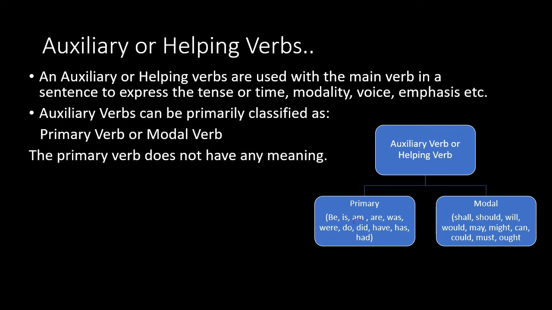The primary verb does not have any meaning, right? The be forms: is, am, was, were, right? The past tense of is was, and the past tense of are is were. Okay? They are playing, wo abhi khel rahe hain. They were playing, wo khel rahe the. The action, when you're telling this, the action was happening in the past.